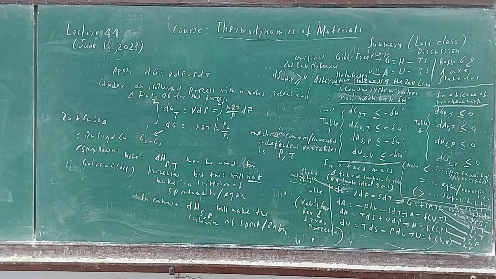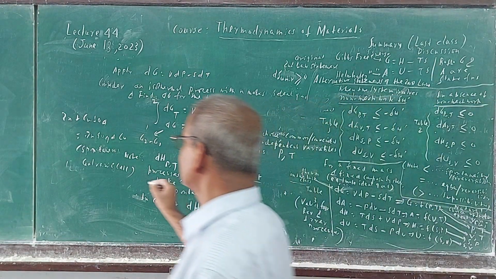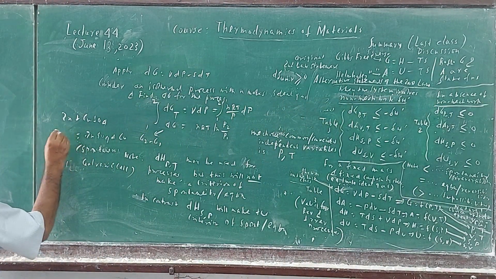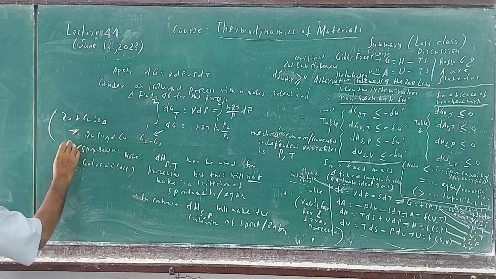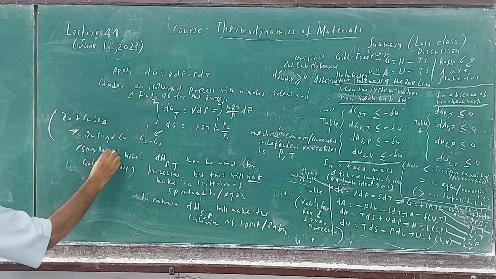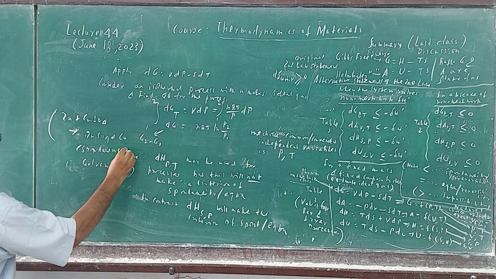Reversal of a spontaneous process is not possible in an isolated system. Suppose you take it in an isolated system, and this is occurring in this direction. That means this direction is the spontaneous direction.